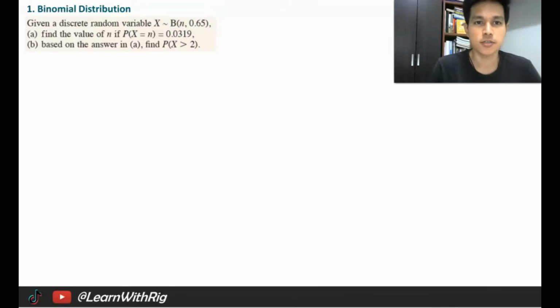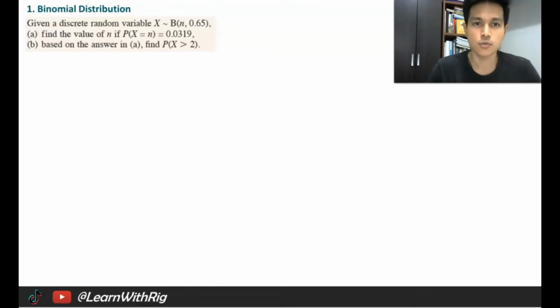Alright, next question. Given the discrete random variable, so now you see they tell you the discrete random variable. If you see discrete random variable, you know it's definitely a binomial distribution. In fact, they even give you this, right? So from here you should know it's a binomial distribution. The thing is, they didn't give you the n value, but they gave you this. What does this represent? 0.65.